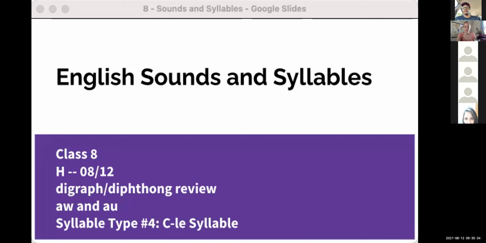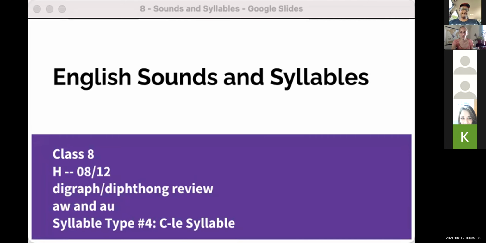All right, today we are going to do a review of the digraph and diphthong sounds that we've learned so far. We are going to learn a new one, and then we're going to learn about the next syllable type, which is number 4 on our list, 4 of 6, about halfway through, the consonant LE syllable. So let's see what's next.